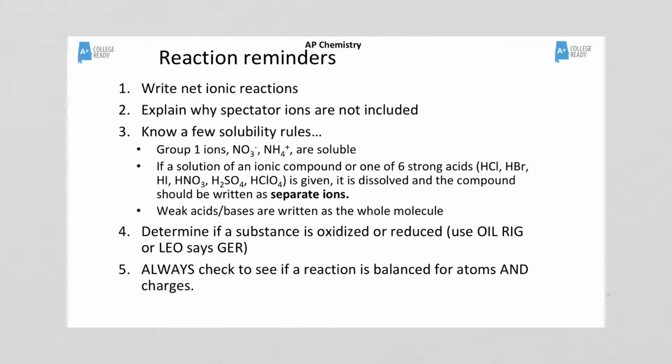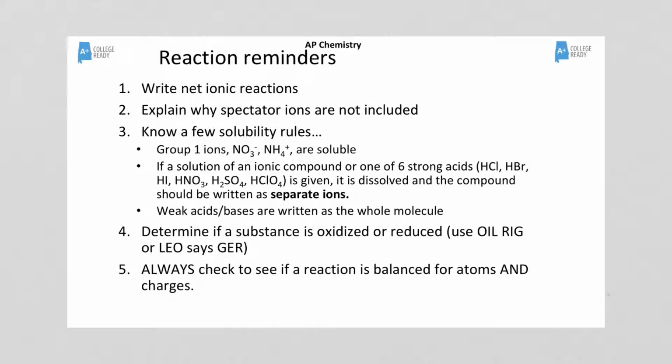Expect to write a net ionic reaction or pick out a correct version of a net ionic reaction as a multiple choice question. You need to know what the spectator ions are and why we don't include them in the net ionic. There are very few solubility rules you actually have to memorize. Group 1 metallic ions are soluble, nitrate ions, ammonium ions. Make sure you know those.